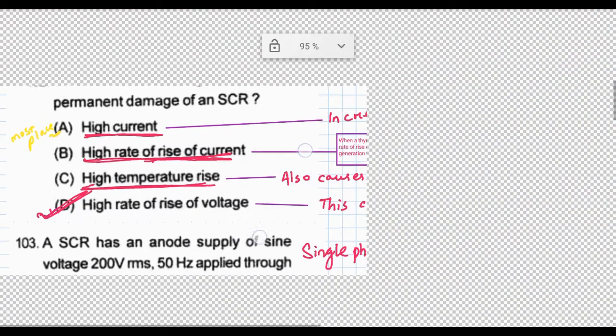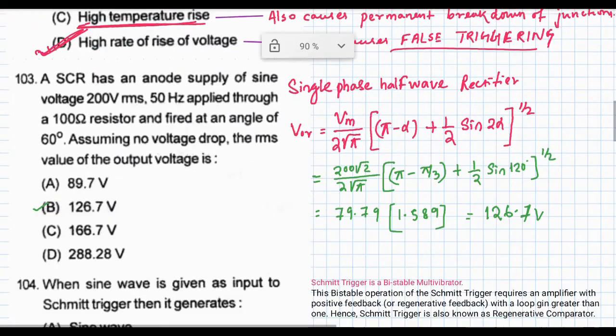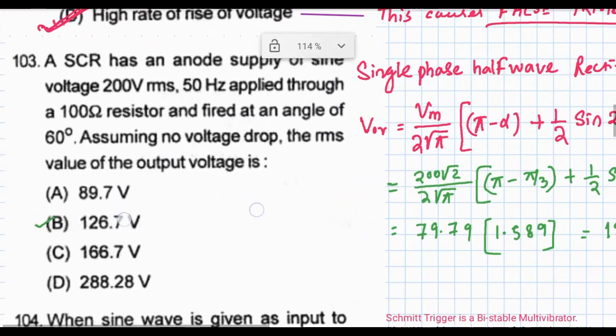So the next question is, an SCR has an anode supply of sine voltage 200 volt RMS 50 Hz applied through a 100 ohm resistor and fired at an angle of 60 degree. Assuming no voltage drop, the RMS value of the output voltage is.